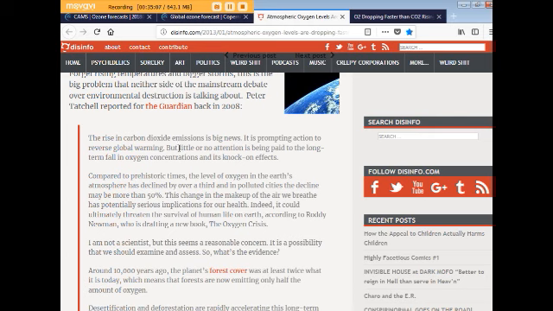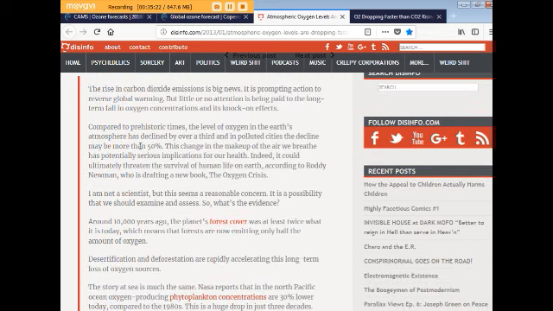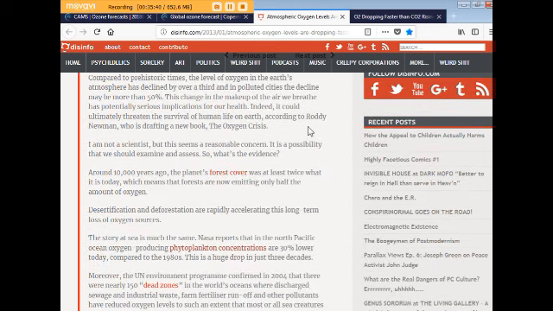The rise in carbon dioxide emissions is big news. It is prompting action to reverse global warming, but little or no attention is being paid to the long-term fall in oxygen concentrations and its knock-on effects. Compared to prehistoric times, the level of oxygen in the Earth's atmosphere has declined by over a third, and in polluted cities the decline may be more than 50%. This change in the makeup of the air we breathe has potentially serious implications for our health.